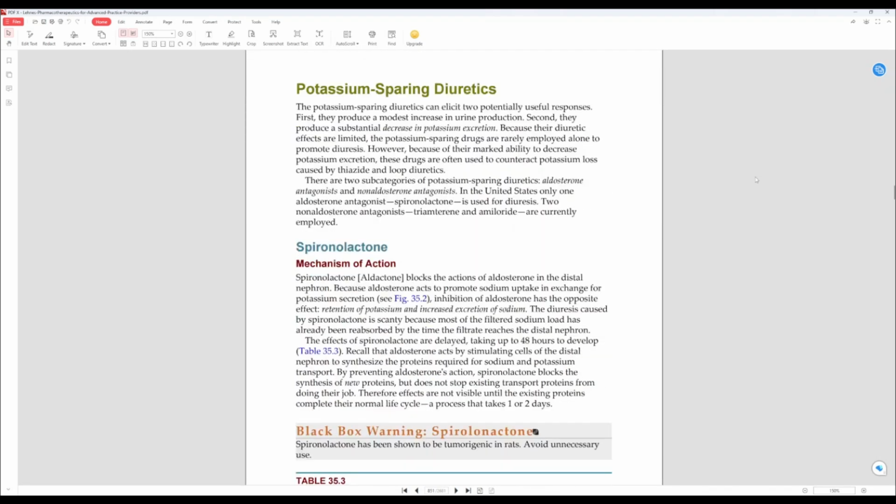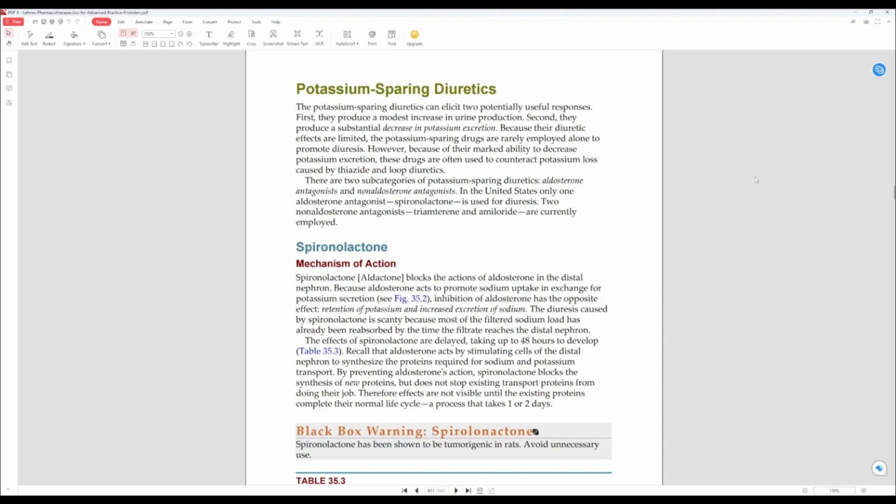Which leads us to the potassium-sparing diuretics. Potassium-sparing diuretics can elicit two potentially useful responses. First, they produce a modest increase in urine production. Second, they produce a substantial decrease in potassium excretion. Because their diuretic effects are limited, the potassium-sparing drugs are rarely employed alone to promote diuresis.